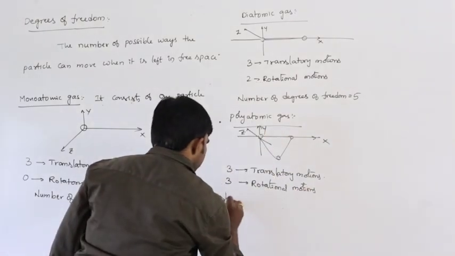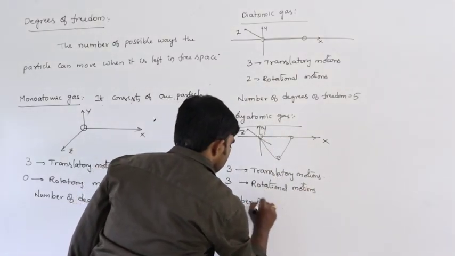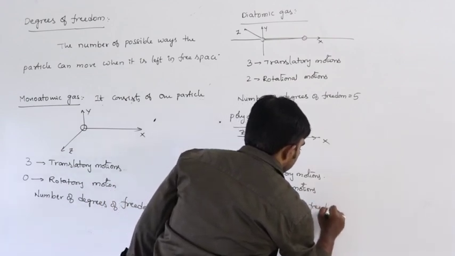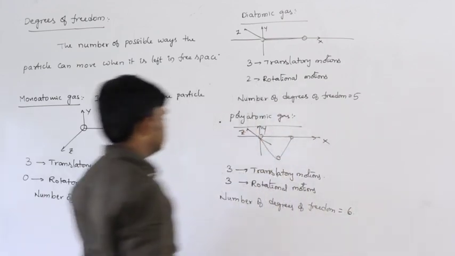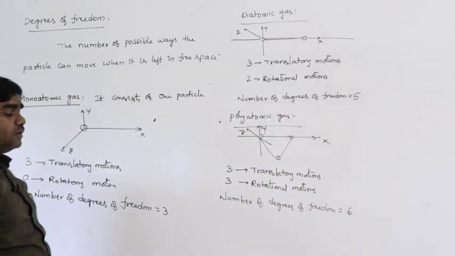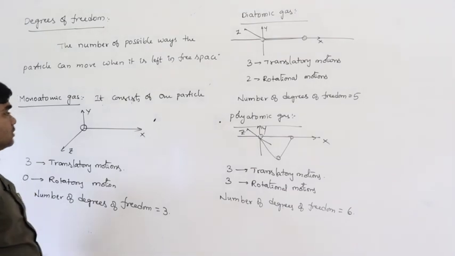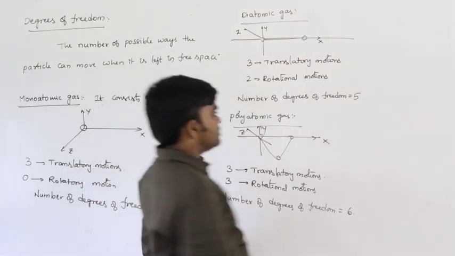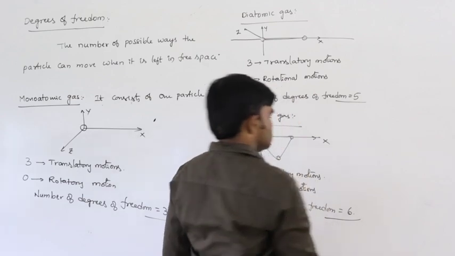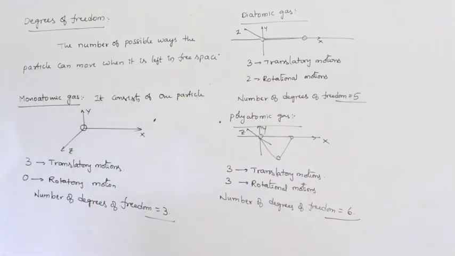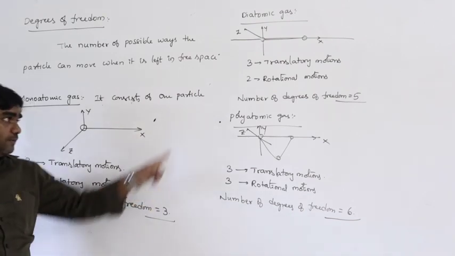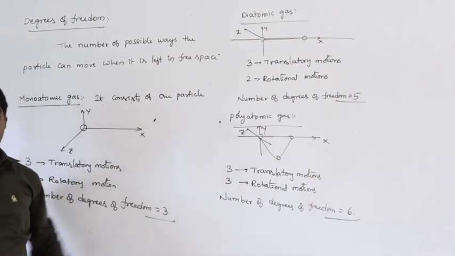So therefore, the total number of degrees of freedom is equal to 6 here. For a monoatomic gas, what is the number of degrees of freedom? 3. For a diatomic gas, 5. For a polyatomic gas, 6. So this is the number of degrees of freedom. You must remember this. For monoatomic gas it is 3, for diatomic gas 5, polyatomic gas 6.